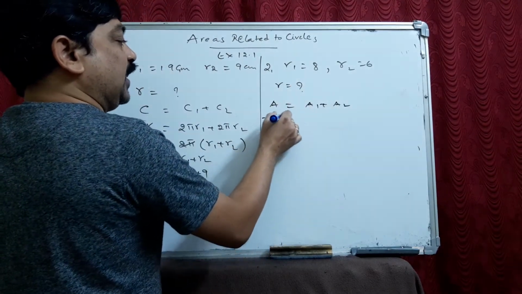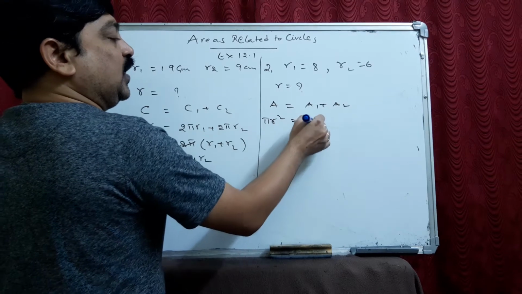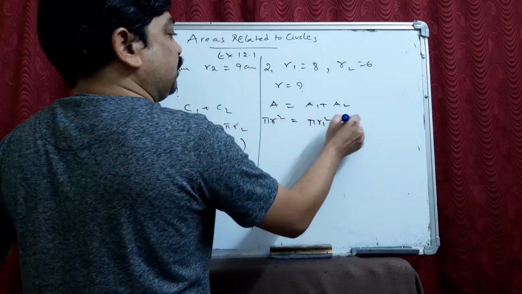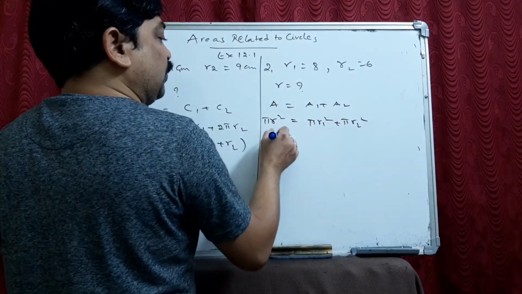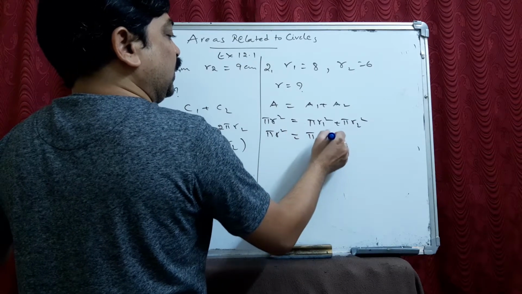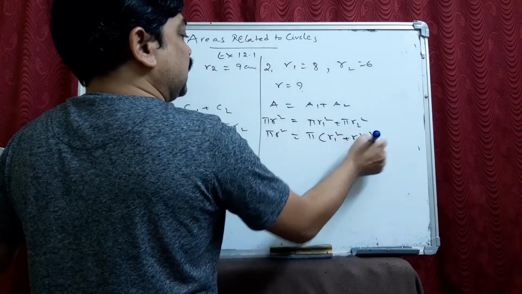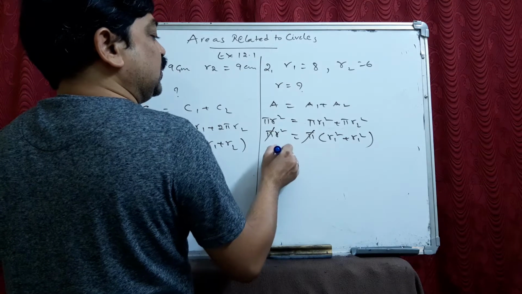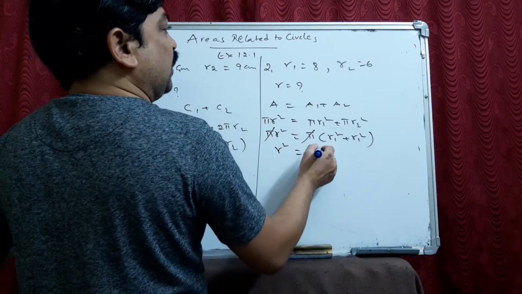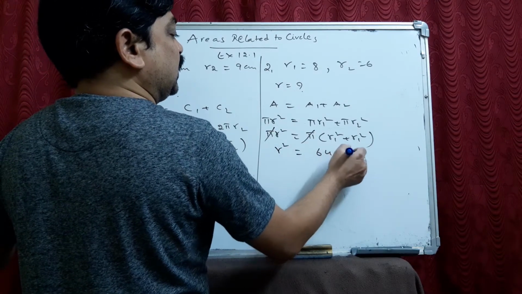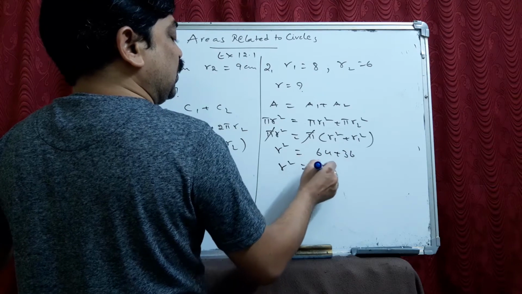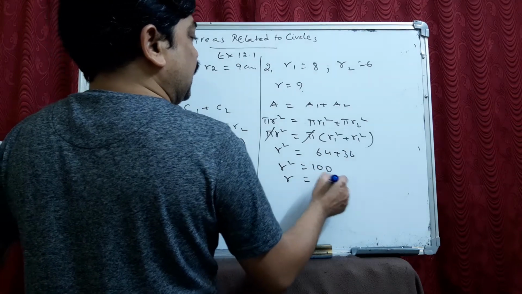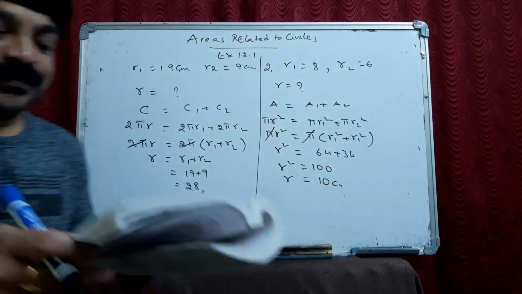The area formula is pi r square, for the new circle, and we can take pi r1 square plus pi r2 square. So pi r square is equal to pi common, r1 square plus r2 square. You cancel pi. So r square is equal to r1 square 64 plus r2 square 36. So r square is equal to 100, r is equal to 10 centimeters. Okay.